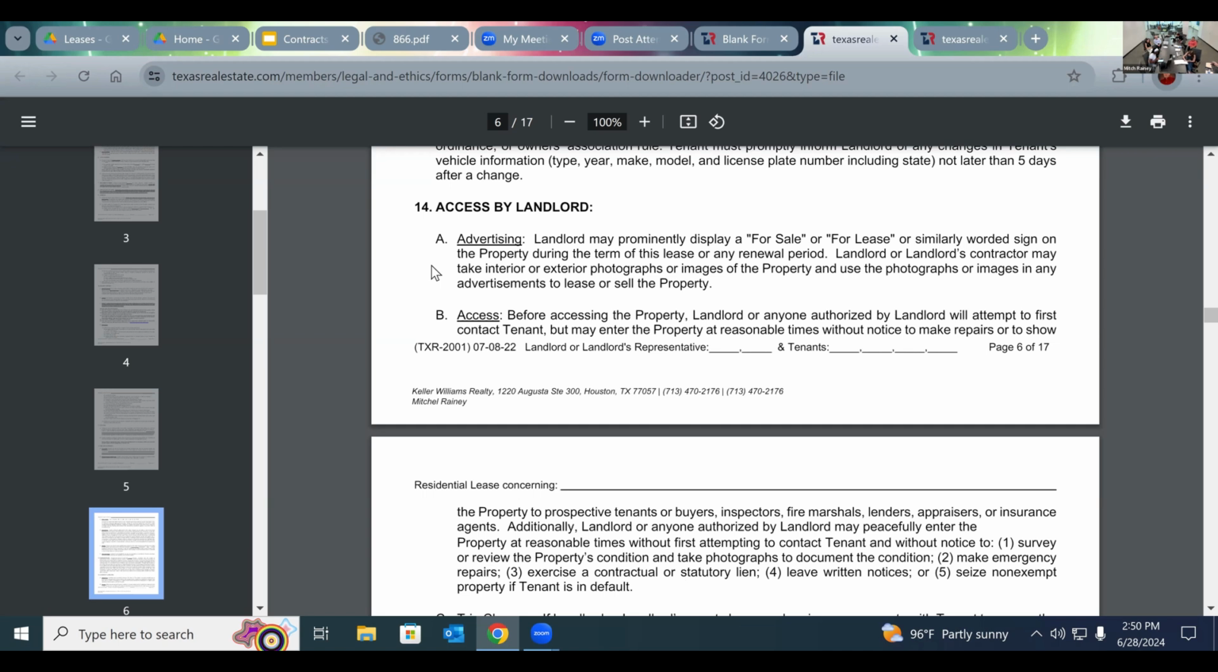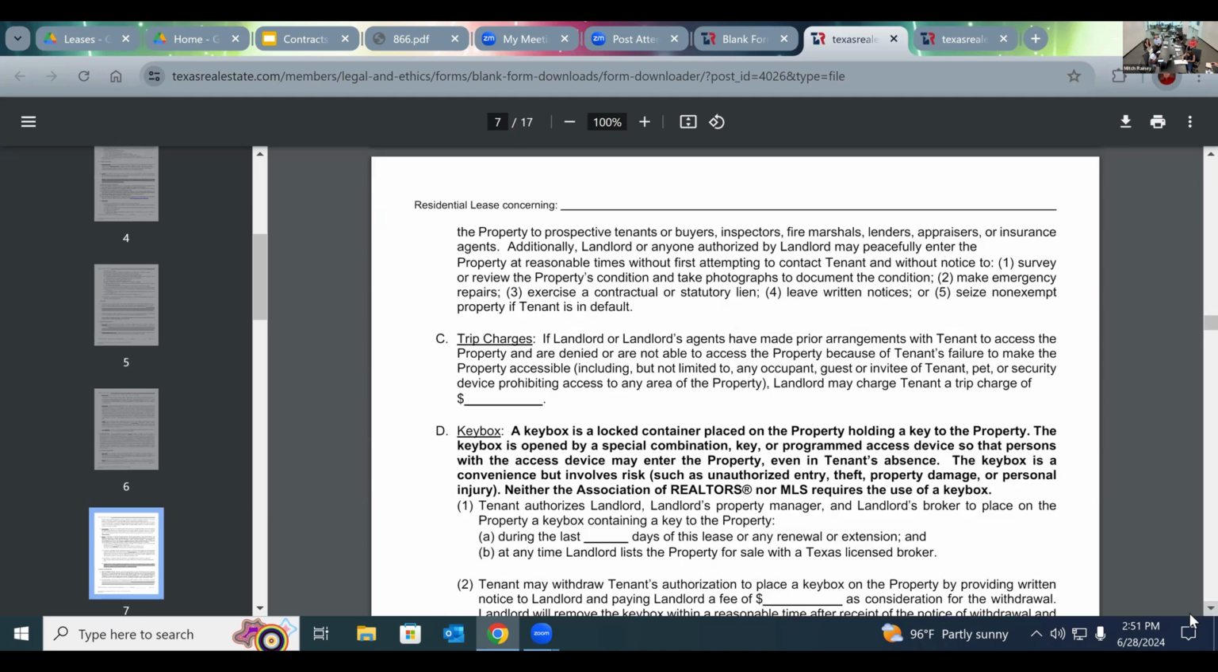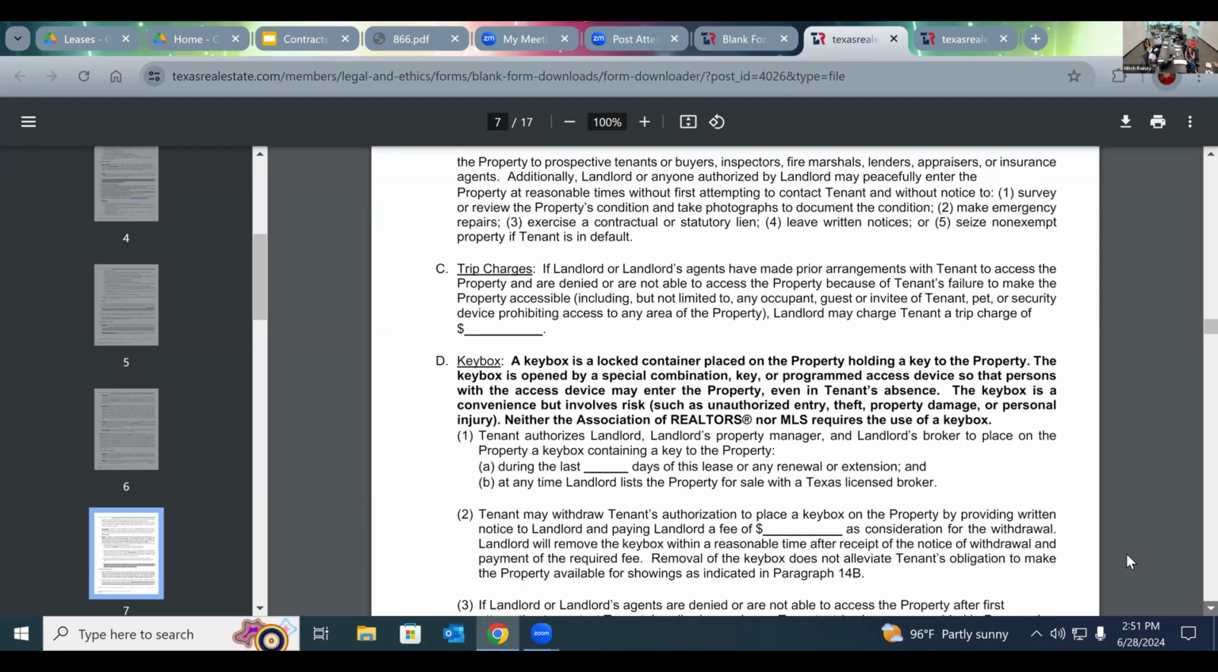That has to do with the lockbox. Before accessing the property, landlord or anyone authorized by landlord will attempt to first contact tenant, but may enter the property at reasonable times without notice to make repairs or show. So I can call you and say, hey, I'm going to enter your property at 1 o'clock today, or let's say 3 o'clock. Talk about trip charges, key box authorization during the last how many days? If they're not going to allow it, what are they going to pay?